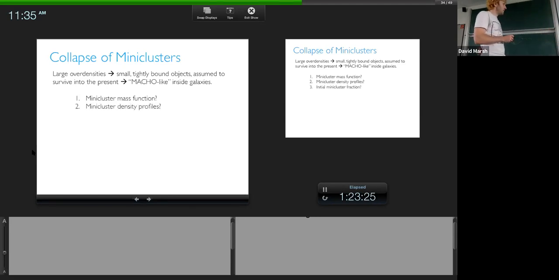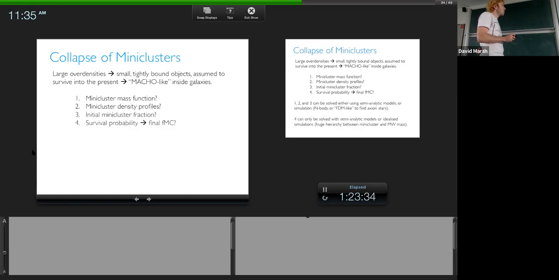We would like to know the density profile. We would like to know the fraction of dark matter that actually ends up in these objects. And we would like to know the survival probability of these objects to the present day. So what is the final FMC? FMC here is the fraction in mini clusters. What is the initial amount of these objects?